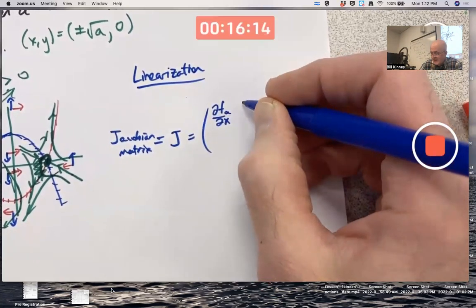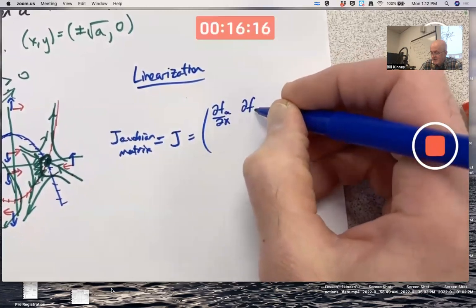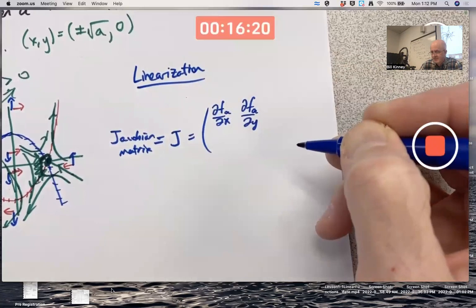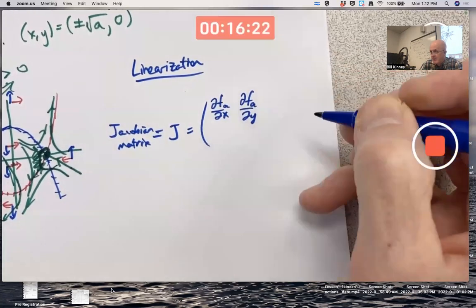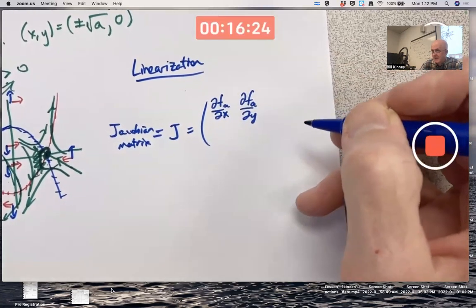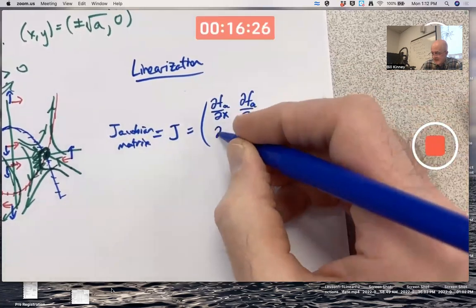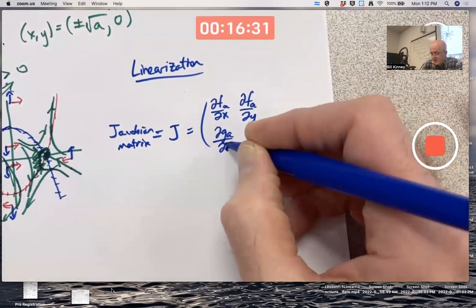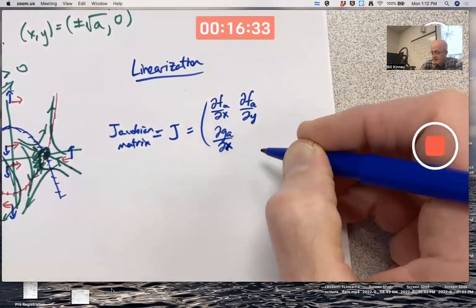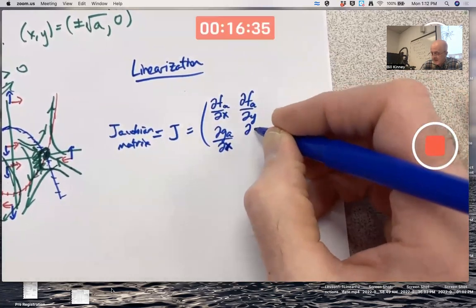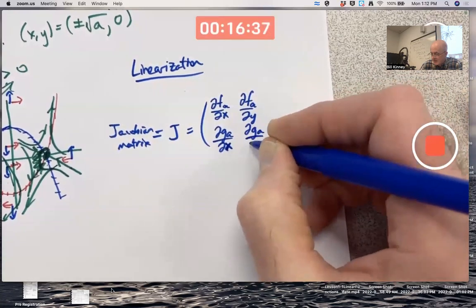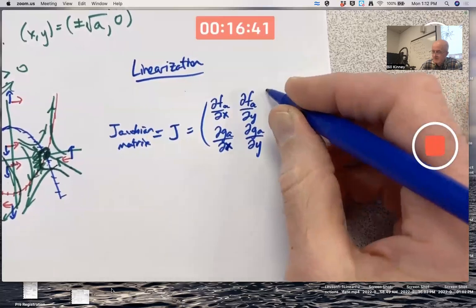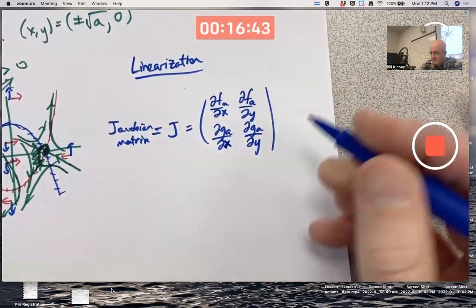This upper right entry is the partial of that first component with respect to the second variable. Again, the a is just the parameter here. I was tempted to not include it at first, but I'm including it. Lower left is the partial of the second component of the vector field with respect to the first variable, and lower right is the partial derivative of the second component with respect to the second variable. This is called partial derivative notation.